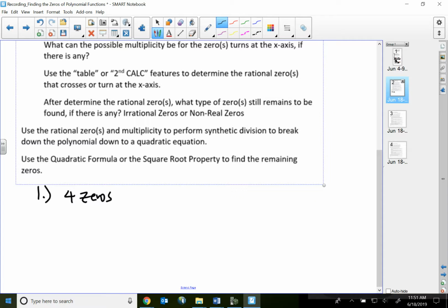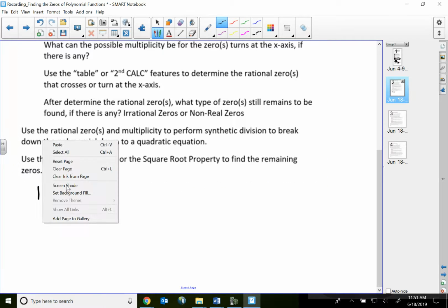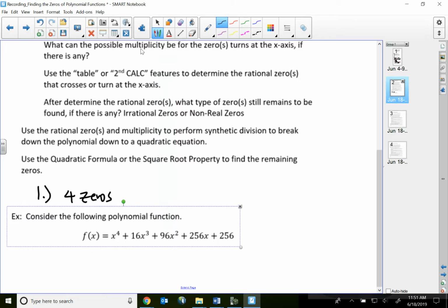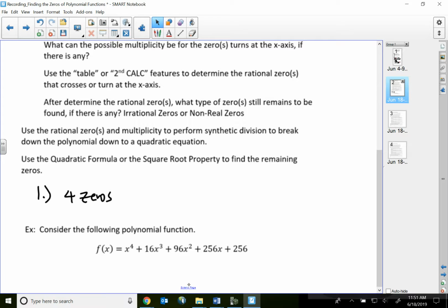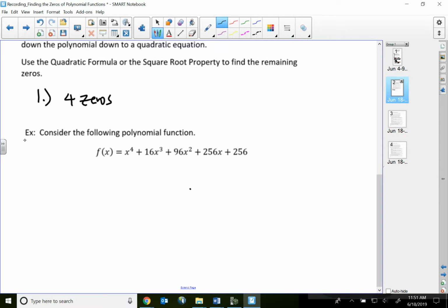Number 2, let's do the P over Q thing. P is going to be 256. Q is the factors of the leading coefficient, which is 1. So when I do P over Q here, the factors of 1 on the bottom would just be 1. So I just have to figure out the factors of 256. That will take a little bit of time, so let's try this on the side real quick.